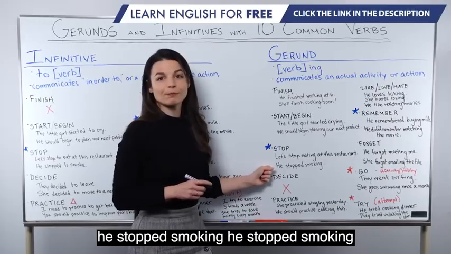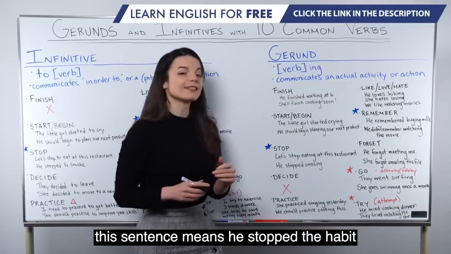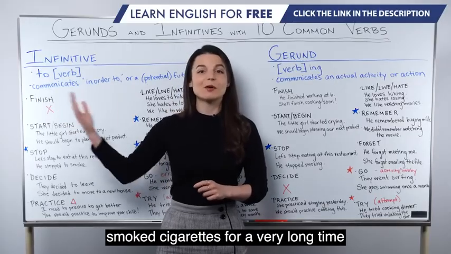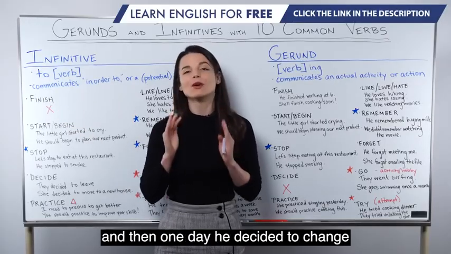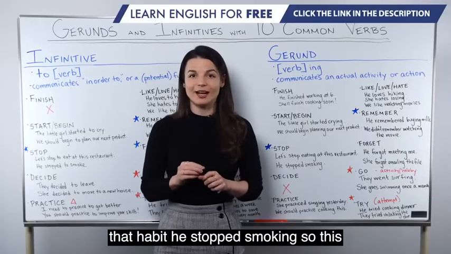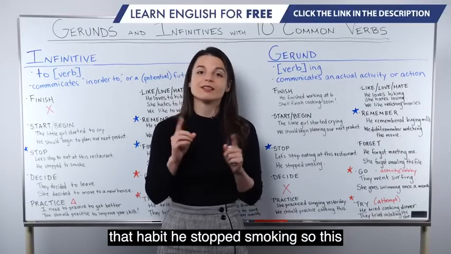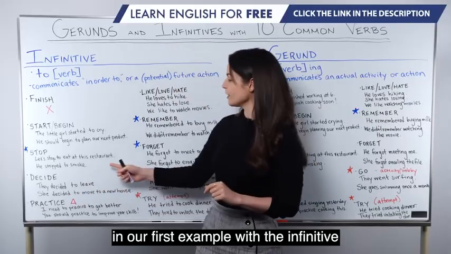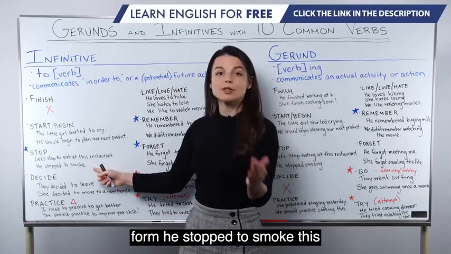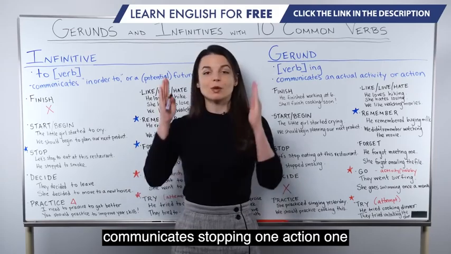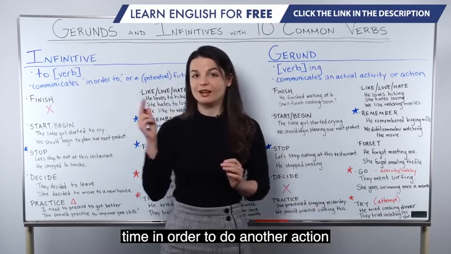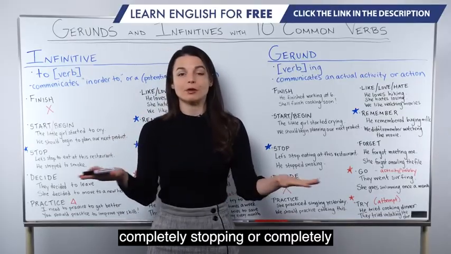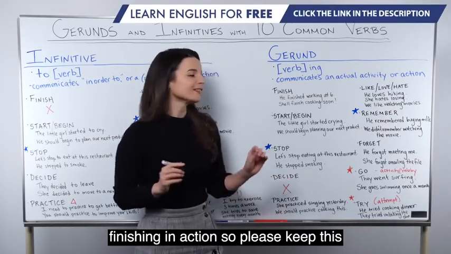He stopped smoking. This sentence means he stopped the habit of smoking. So maybe he was a smoker, he smoked cigarettes for a very long time, and then one day he decided to change that habit. He stopped smoking. So this, again, is completely finishing a behavior. In our first example with the infinitive form, he stopped to smoke, this communicates stopping one action one time in order to do another action. However, with the gerund form, it means completely stopping or completely finishing an action. So please keep this in mind.